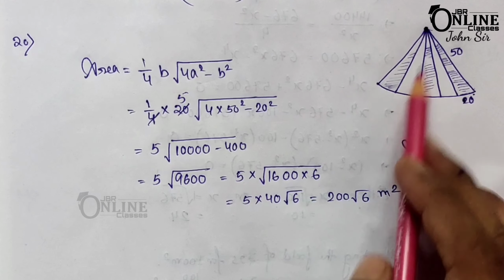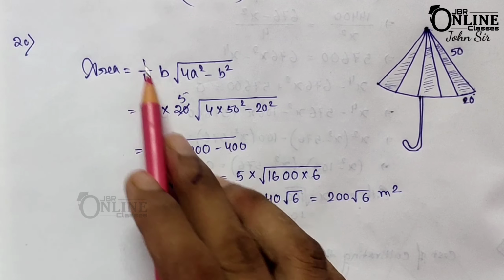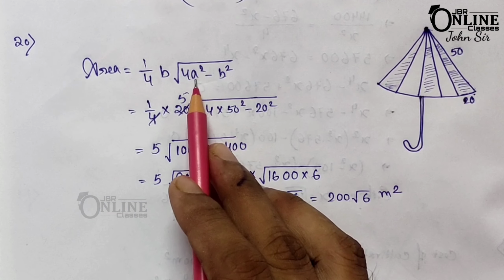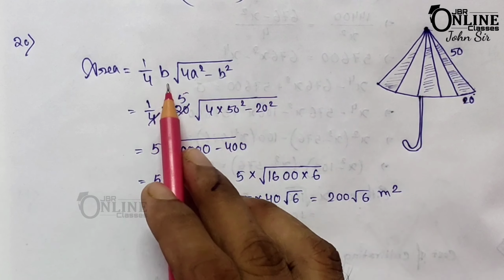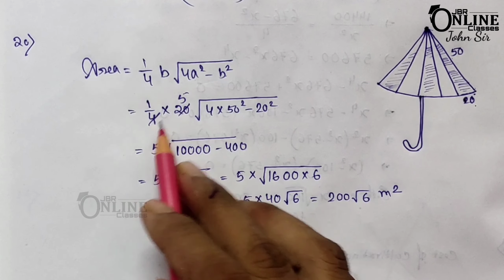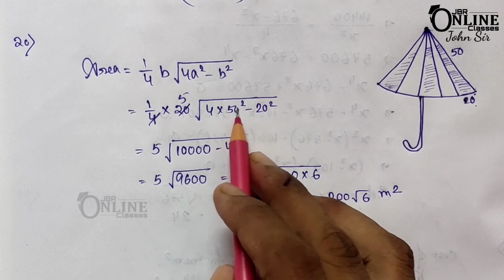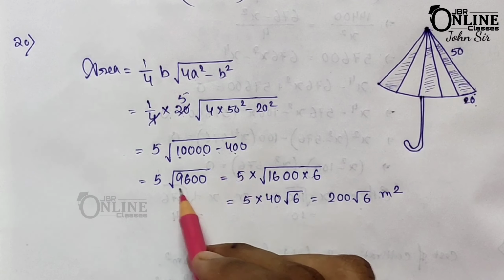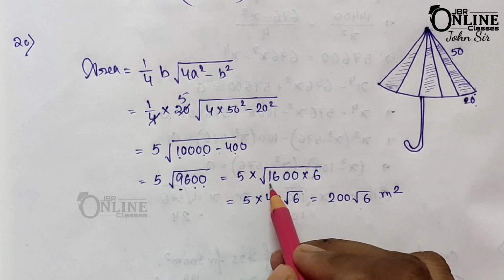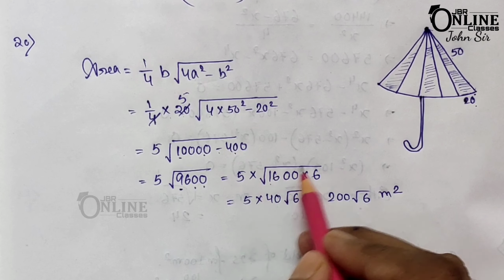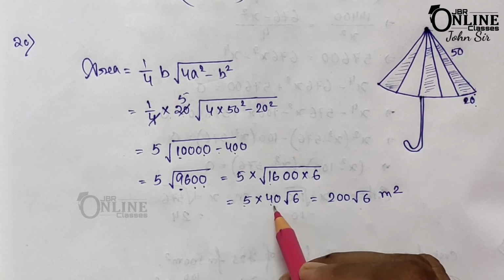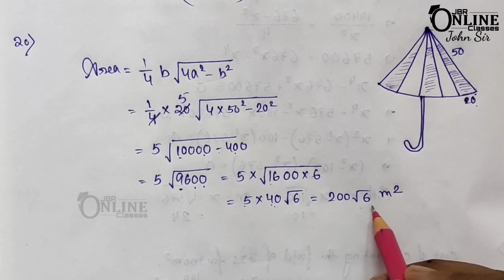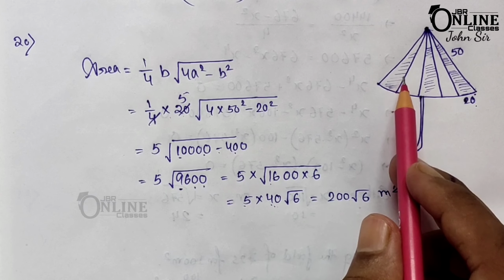As this one is an isosceles triangle, the formula will be 1 by 4 b root over 4a square minus b square. Here a means the equal side, that means 50, and b means the base. So 1 by 4 into 20 root over 4 into 50 square minus 20 square. It will be 10,000 minus 400, that equals 9600. 9600 means 1600 into 6, and root over 1600 means 40. So 40 into 5 is 200 root 6. So 200 root 6 meter square is the area of each side.